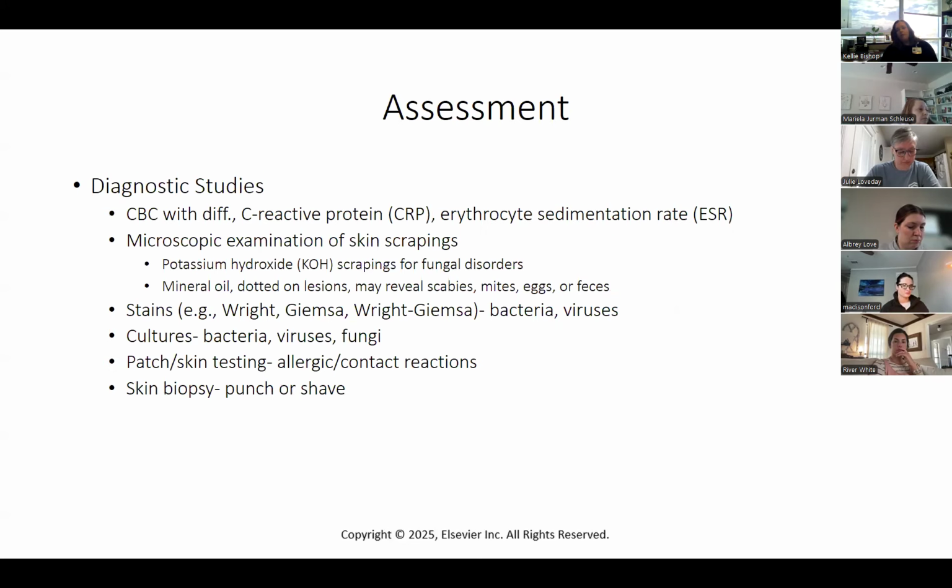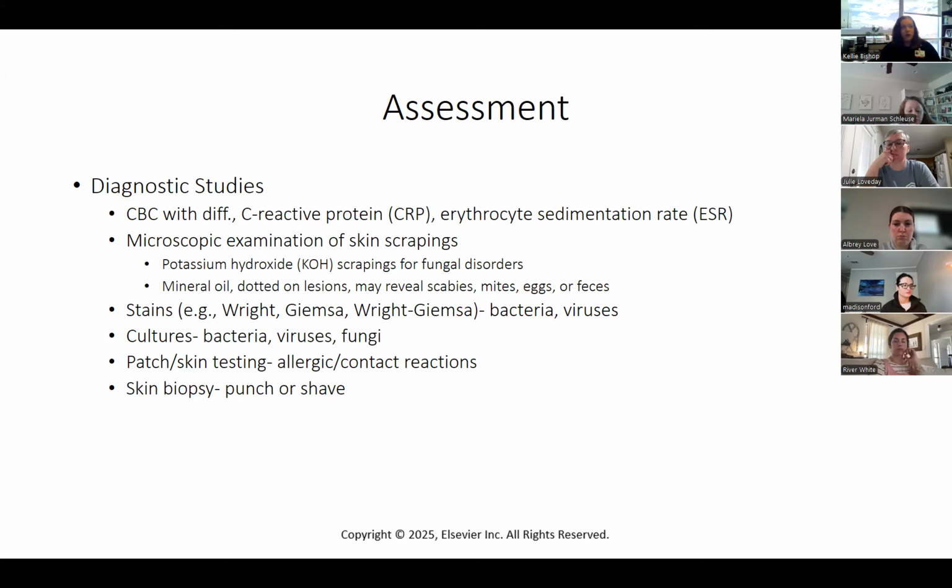Assessment. Obviously, we can do labs like CBC with diff, CRP and ESR. Those are helpful with our inflammatory conditions, but they're not specific. They can tell you if there's an inflammatory process going on, but they're not going to tell you specifically what that is. Skin scraping, like a KOH, a potassium hydroxide, is used commonly with fungal disorders.